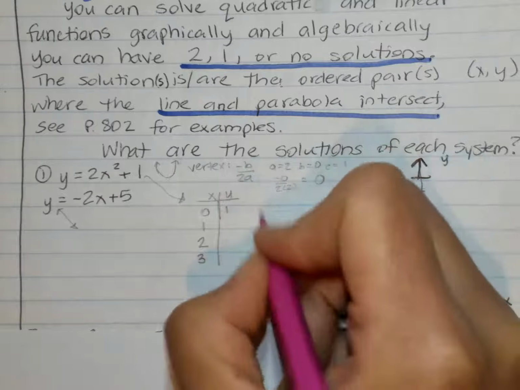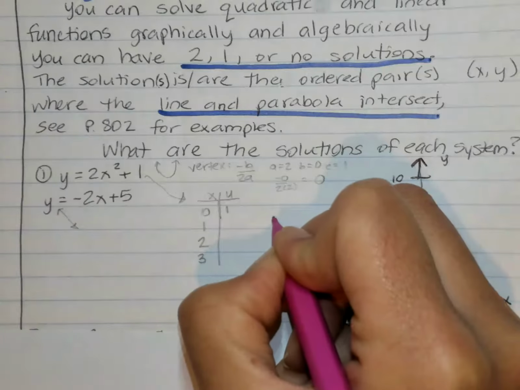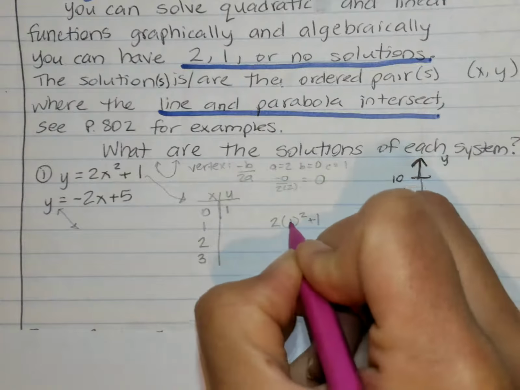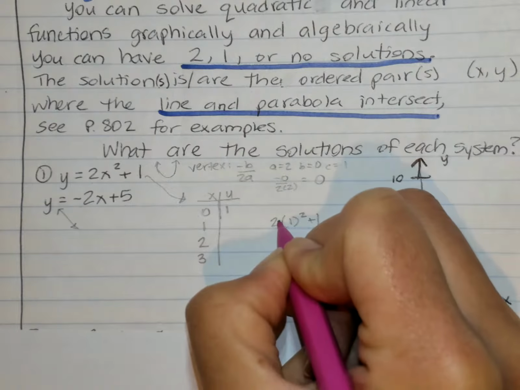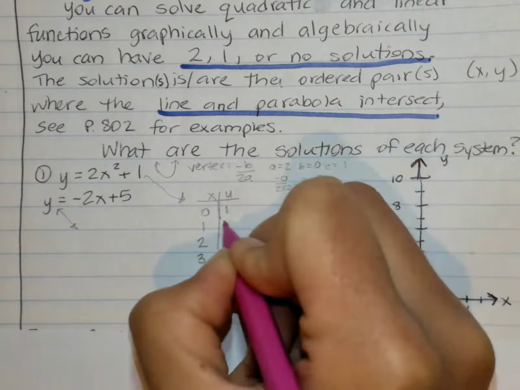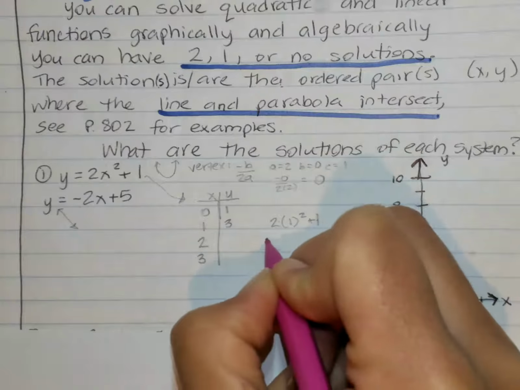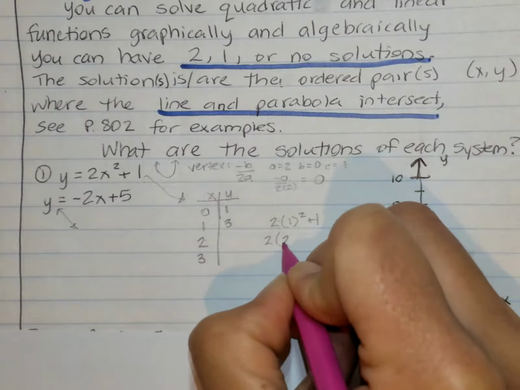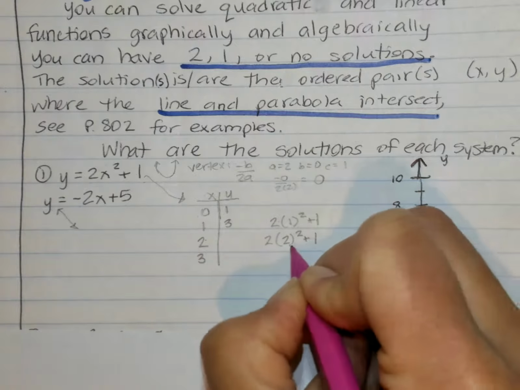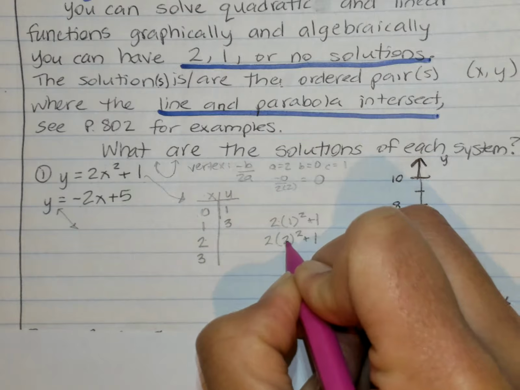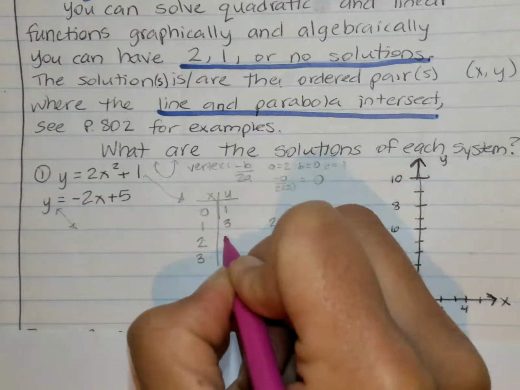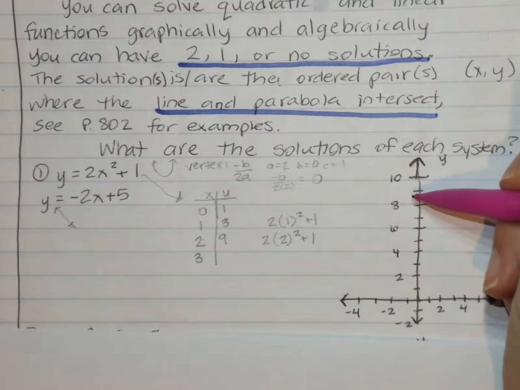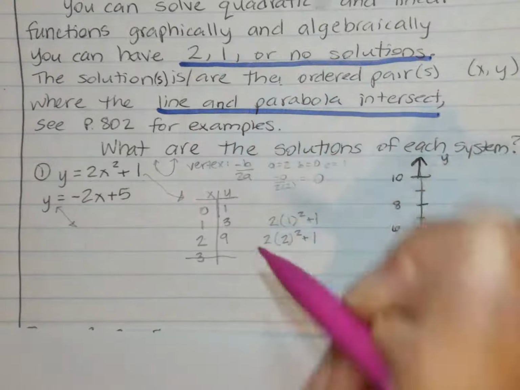Substitute in 1 for x. That would be 2 times 1 squared plus 1. 1 squared is 1. 1 times 2 is 2. 2 plus 1 is 3. Then I plug in 2 into this equation, the parabola one. 2 times 2 squared plus 1. 2 squared is 4. 4 times 2 is 8. Plus 1 is 9. That's going to start getting up pretty high, so I don't even think I need this value for 3.